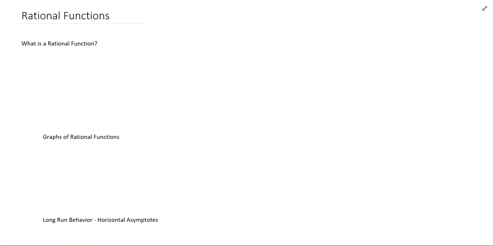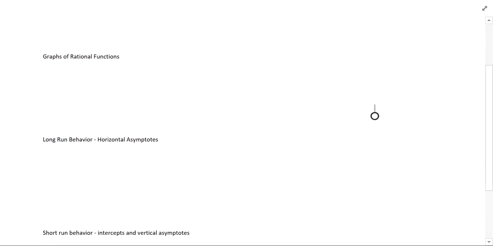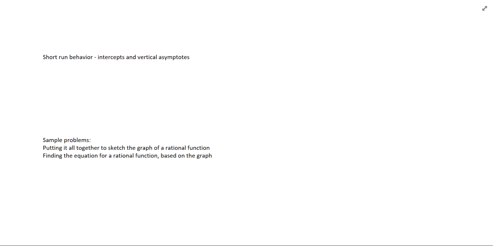All right, class. Today we're going to talk about rational functions. Our goals today are to discover what a rational function is. We're going to talk about graphing rational functions. We're going to look at, in particular, the long-run behavior of rational functions, which are horizontal asymptotes, the short-run behavior, which are the intercepts, both the x and the y intercepts, and vertical asymptotes. And then we're going to talk about some sample problems.